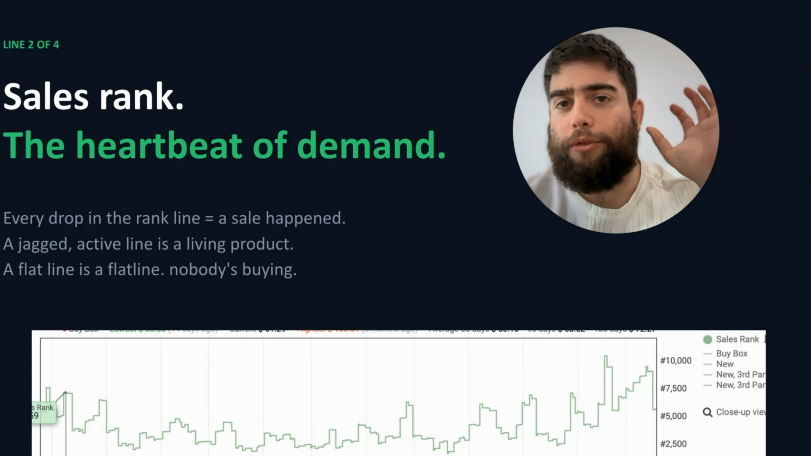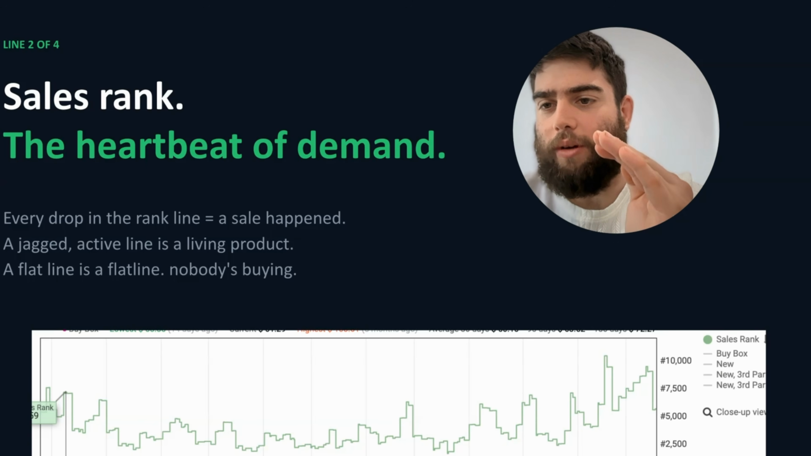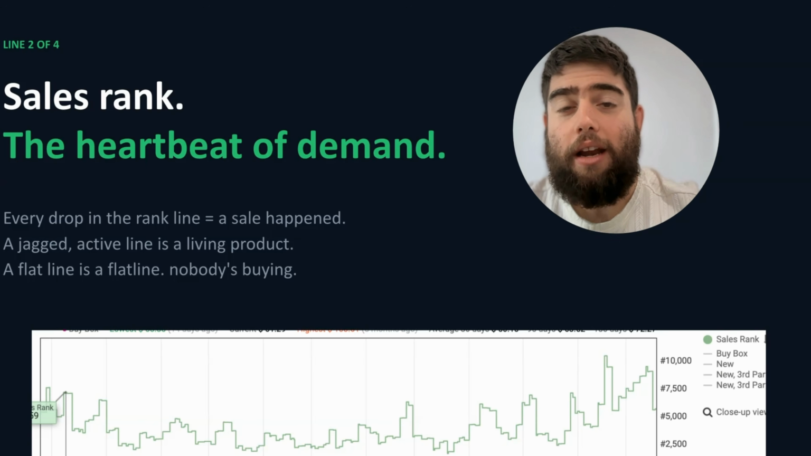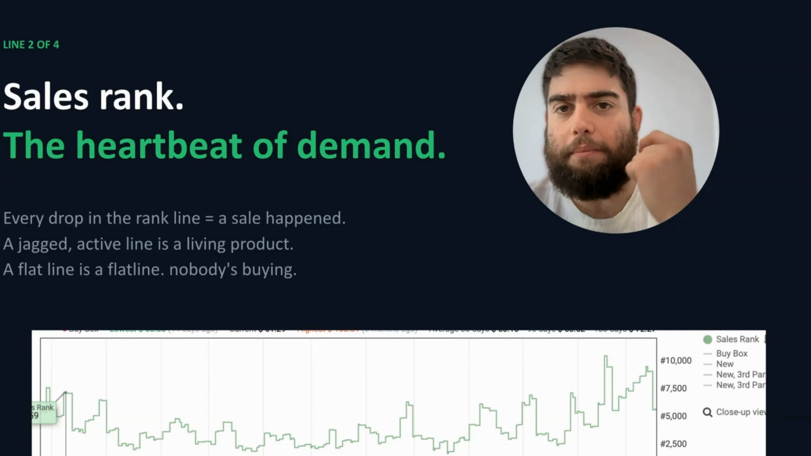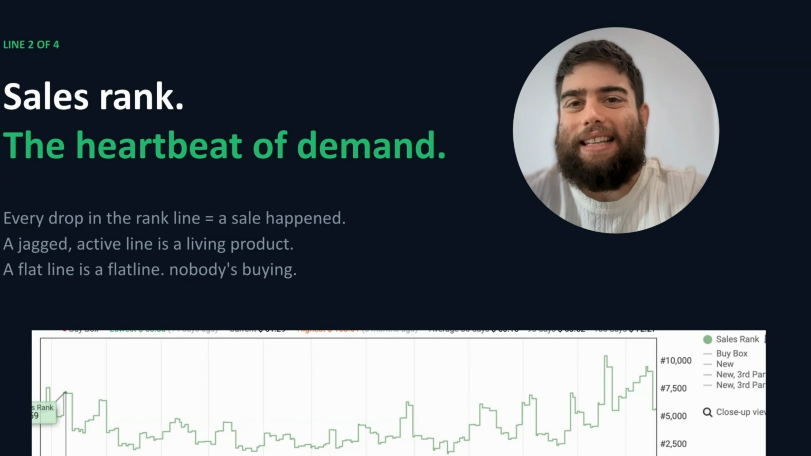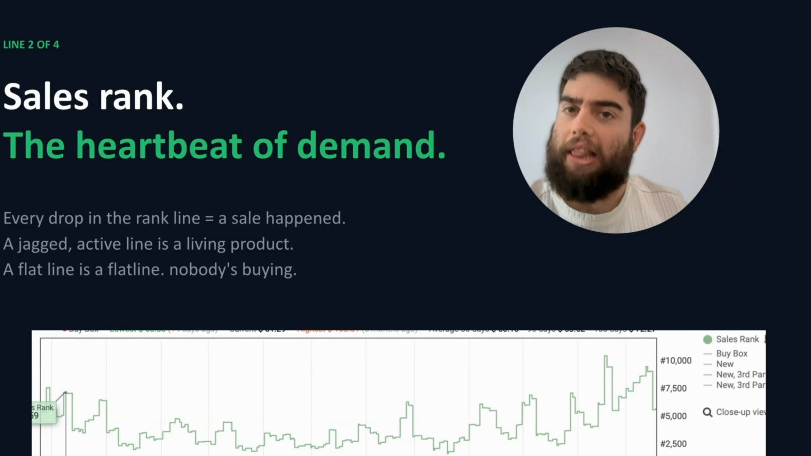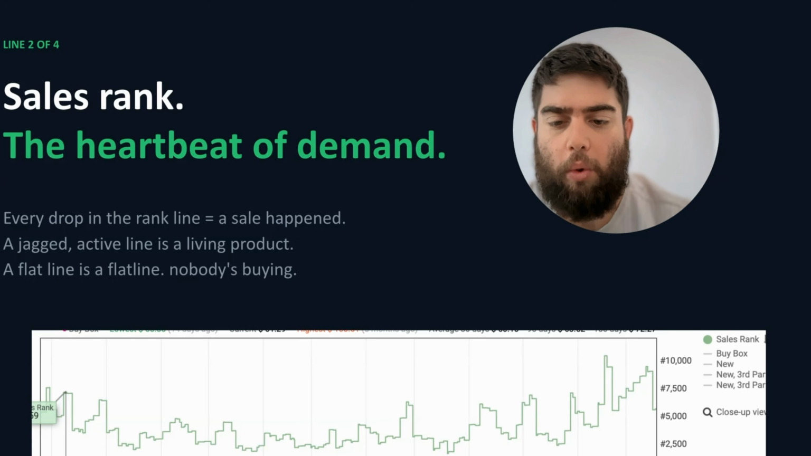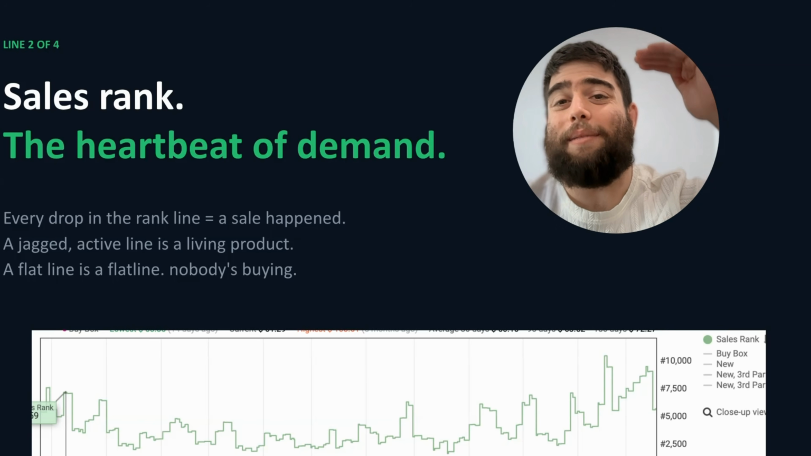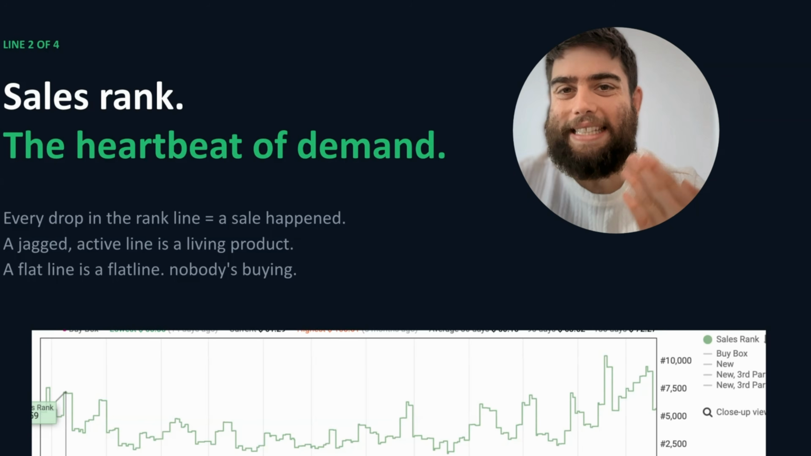The next important line is in that same box. I just removed the pink line, and it's the sales rank. It's the heartbeat of the demand, right? The number one selling product on Amazon is obviously selling tens of thousands of times. The number 100,000 is selling a lot less. So you want to be closer to number one. But generally, every time this line drops, it's getting better.